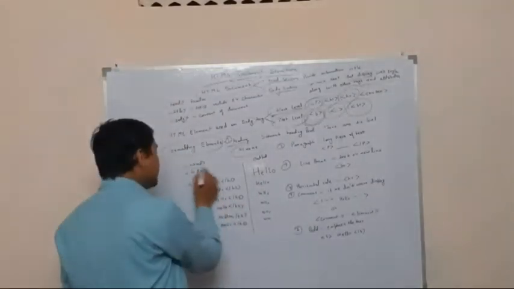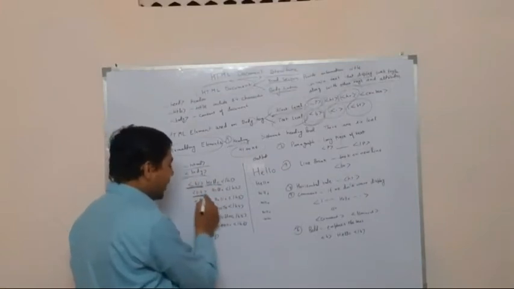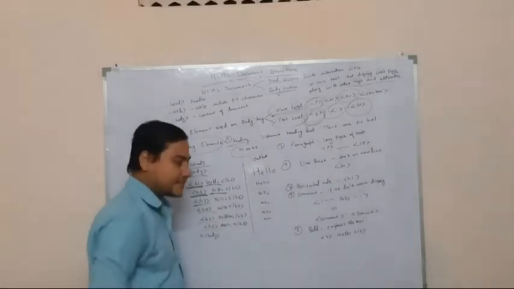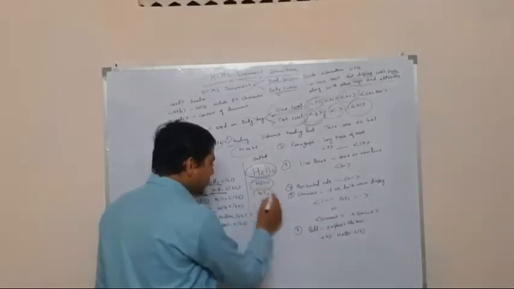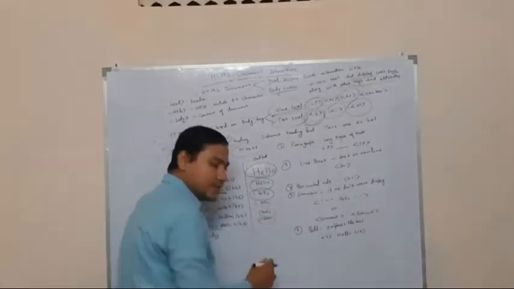Here you can see the HTML body section: H1, which is hello, H2, which is hello, H3, H4, H5 and H6. And you can see the output. Hello, the first one is big, and then each is a little smaller, then a little smaller, then a little smaller, and you can see it is very small.